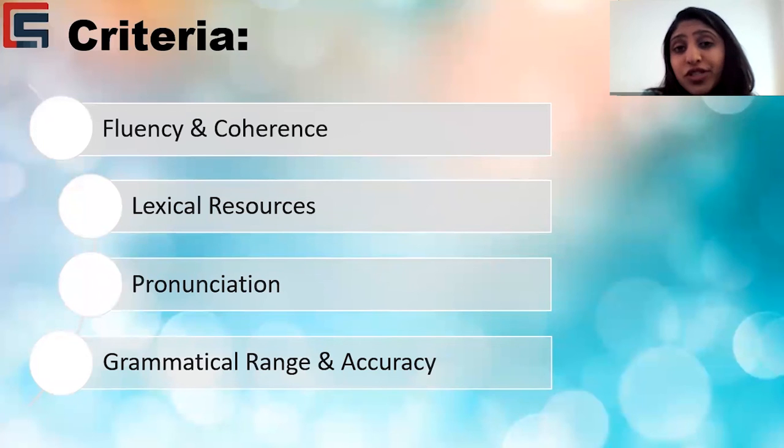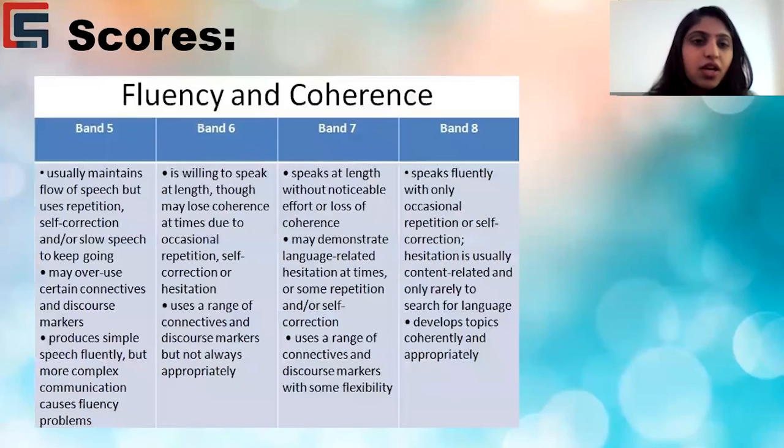And the fourth most important criteria is grammatical range and accuracy. You need to be accurate in grammar, that is mainly with the tenses, sentence formation, articles, pauses, gestures, and postures. These are mainly 4 to 5 topics which will help you enhance your speaking scores in IELTS.